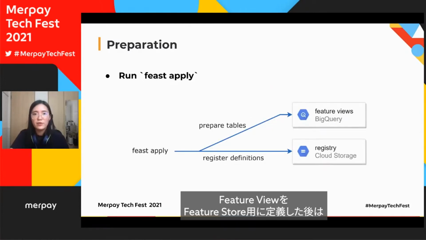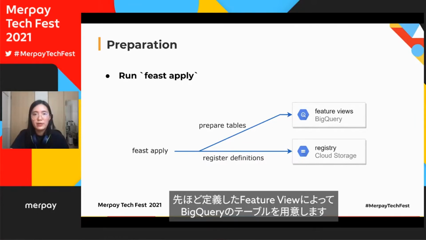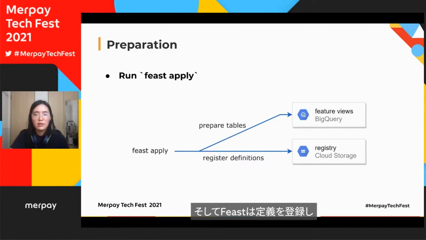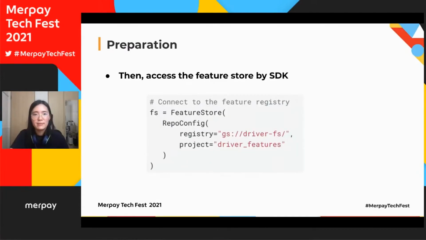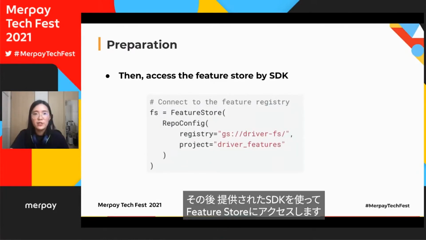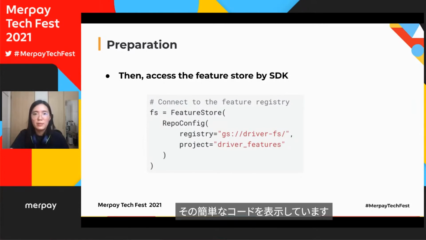After defining the feature view for our feature store, we can run Feast apply. Running this command will make Feast prepare the tables in BigQuery by the feature view we just defined. And Feast will register definitions, which will save the registry file to GCS. Then we can access the feature store using the provided SDK, through the registry file, which was created in Feast apply. Here we can see the sample codes.